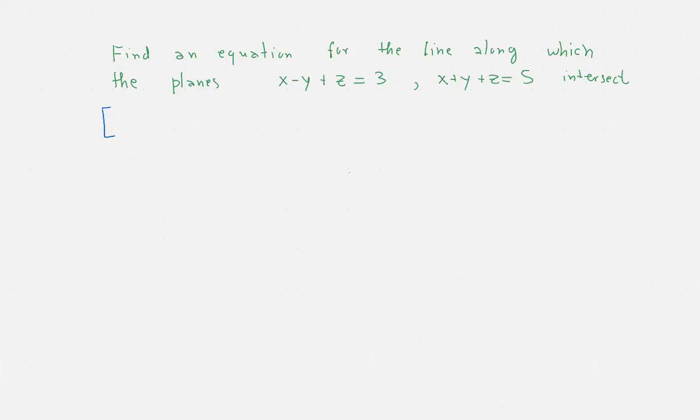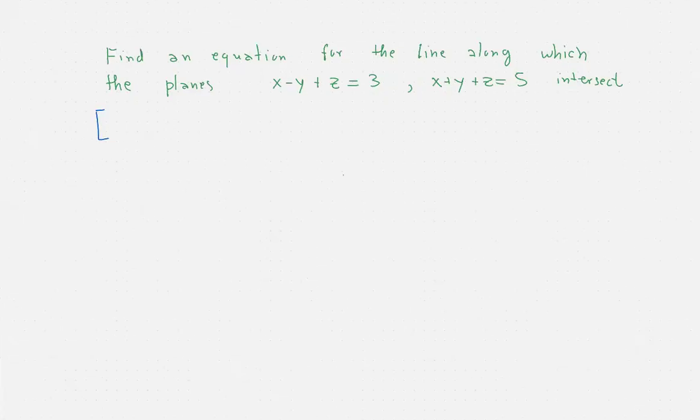So we would like to find the line along which the two given planes intersect. And first of all, let's try to understand why these two planes intersect. The reason is because they have normal vectors that we can easily find. So what would be the normal vector corresponding to this plane? We just look at the coefficients of x, y, and z.